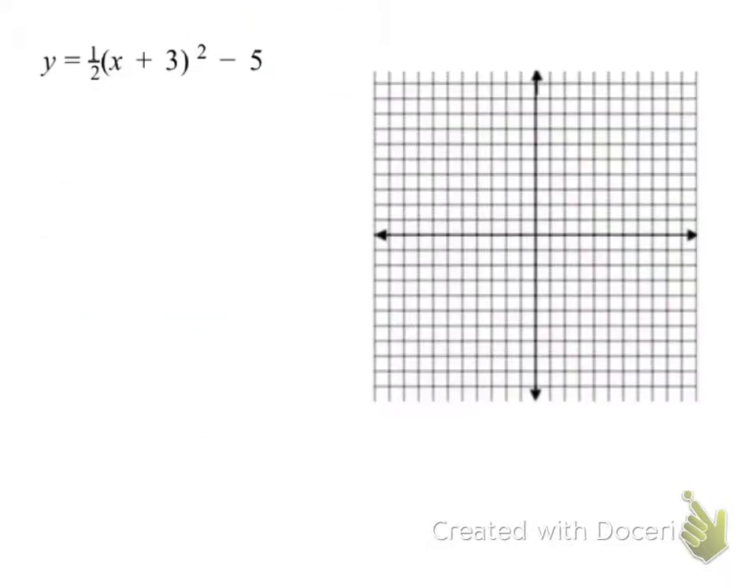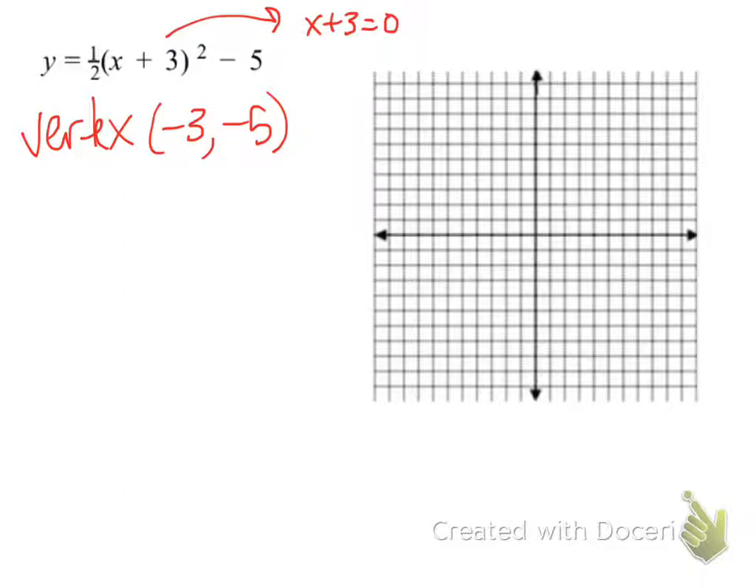So now let's go ahead and graph one. We have y equals 1/2 (x plus 3) squared minus 5. So our vertex is (-3, -5). And again, as a reminder, the way we get that -3 is by taking what's in the parentheses and setting it equal to 0. So we get x equals -3. So we're going to plot that point. And then our axis of symmetry, of course, goes down through the vertex. So that's going to be x equals -3. And we're going to plot that line, or graph a sketch of that line.